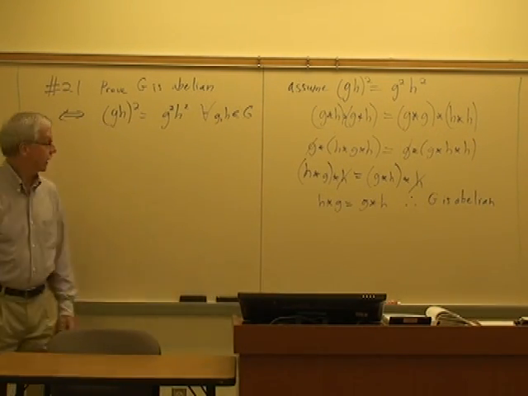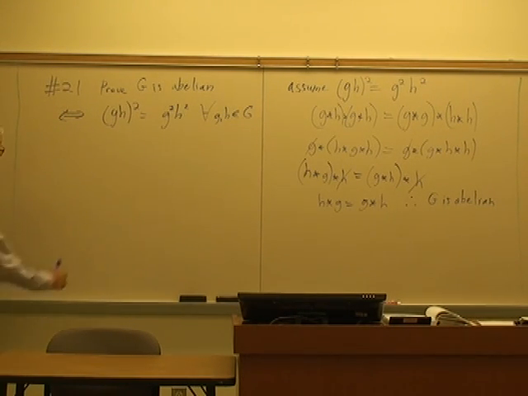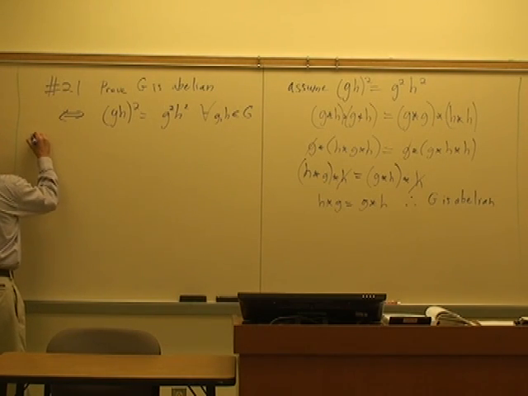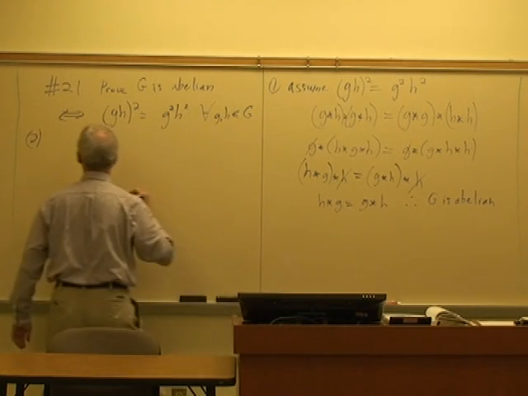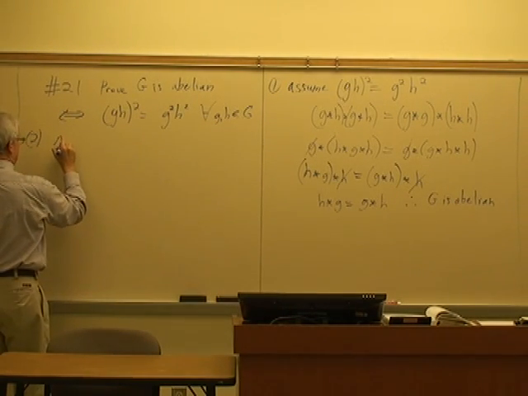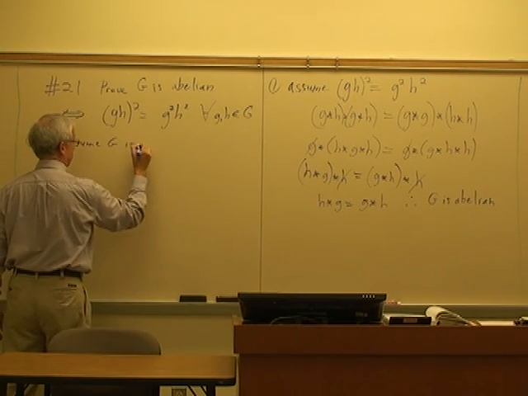So that's one way, right? That's assume this one and get the other one. I think the other way is easier. Now let's do part 2 of the proof. This was part 1. Assume G is abelian.